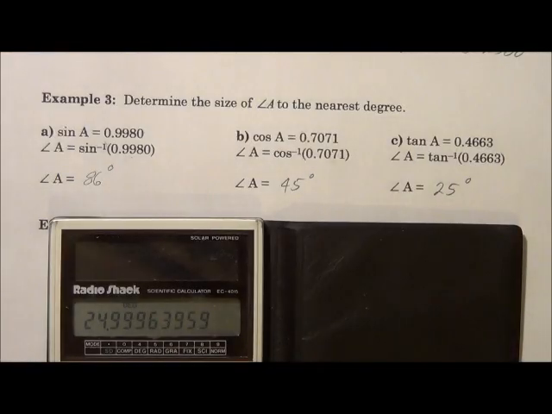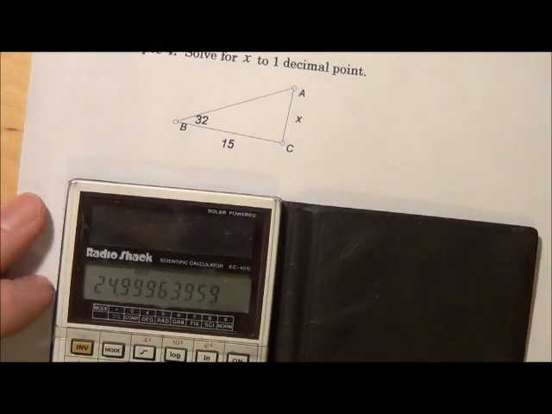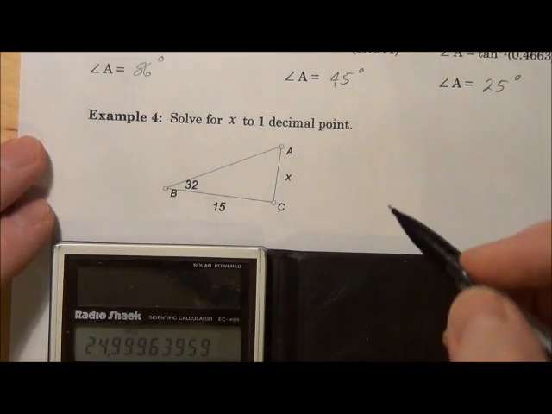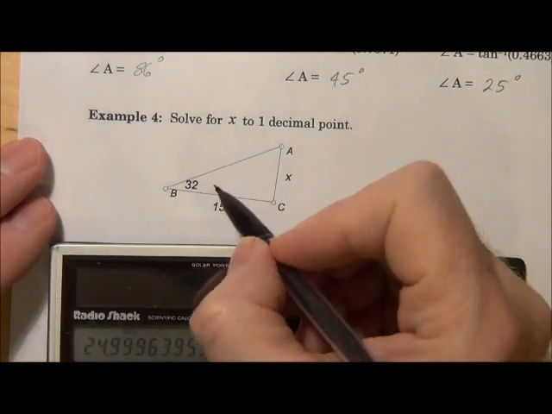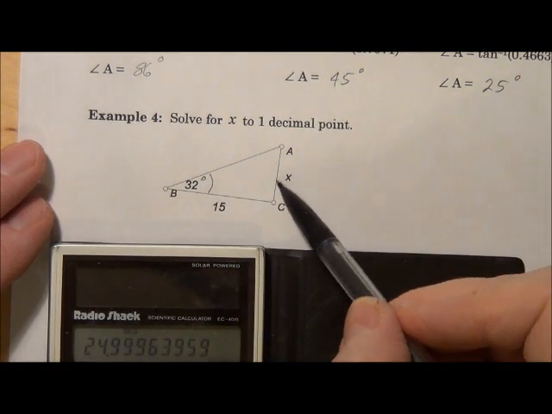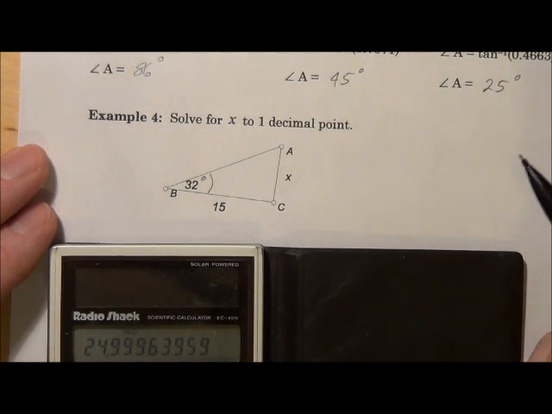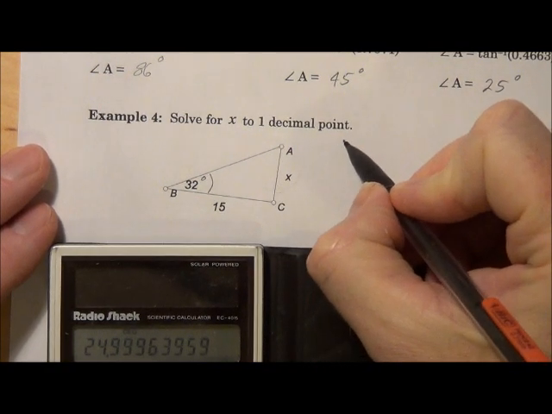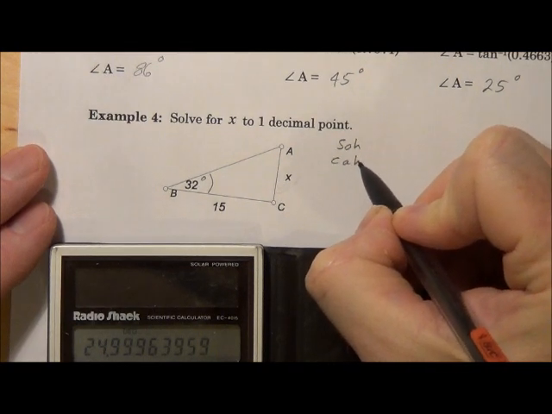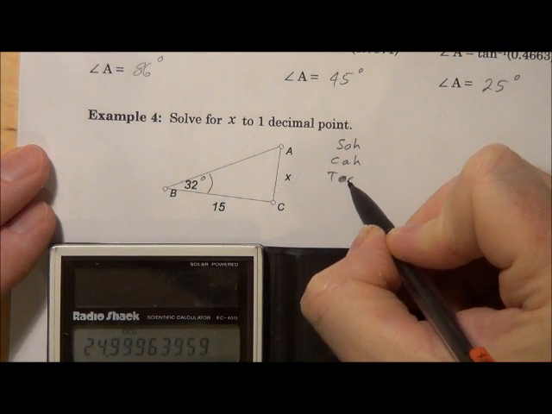Moving right along to the second last example, we want to solve for x to one decimal place. So we know that this is 32 degrees. We want to find this value of x here. We need to know what ratio to use. So remember, sine is opposite over hypotenuse, cosine is adjacent over hypotenuse, and tangent is opposite over adjacent.